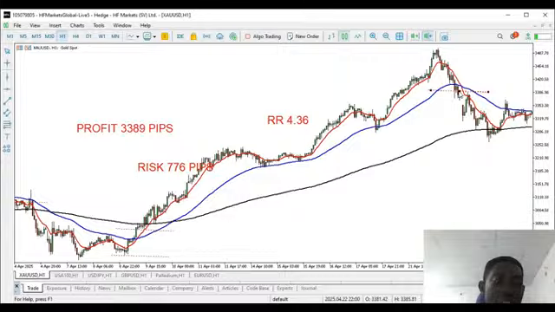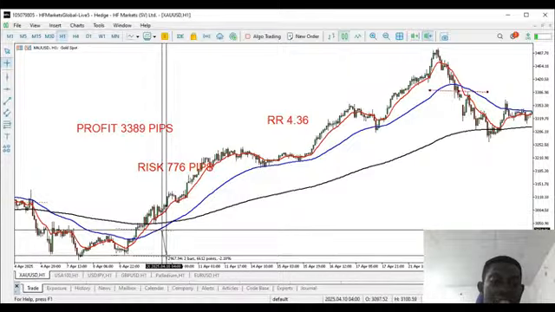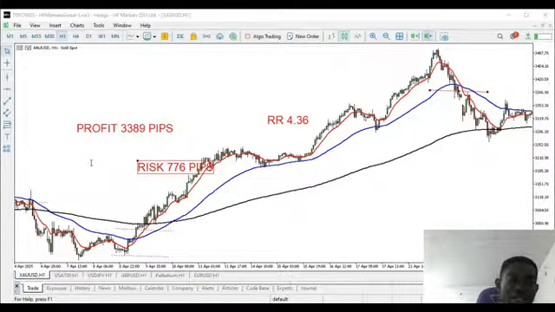Imagine my risk. How many pips am I risking? I'm risking 661 pips. My risk is 661 pips.